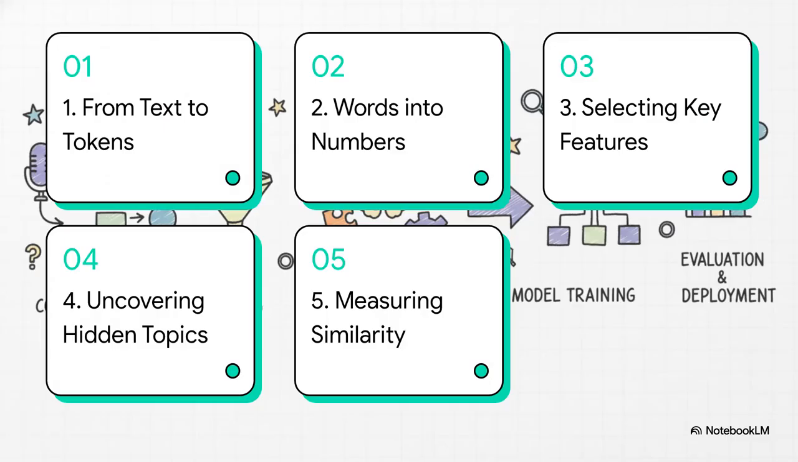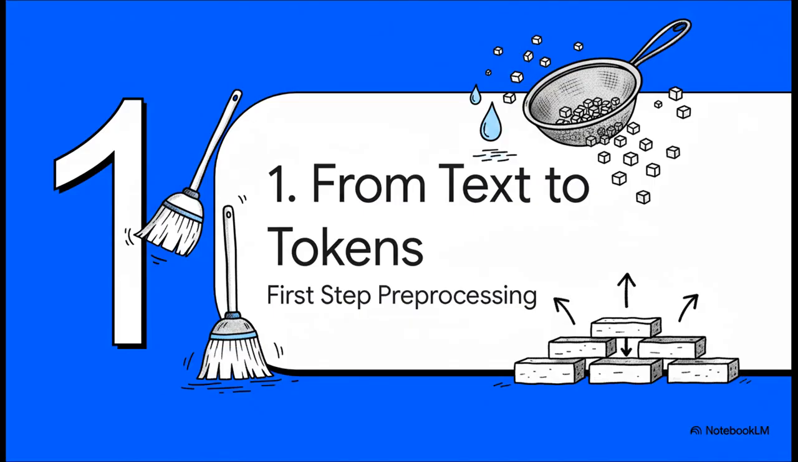We're going to break this down into 5 key stages. First up, cleaning the text. Then, turning those words into numbers. After that, we'll figure out which of those numbers are actually worth paying attention to. Then we'll look at a really cool application, finding hidden topics. And we'll wrap up by learning how to make a machine tell us how similar 2 pieces of text are. Okay, let's dive into section 1.